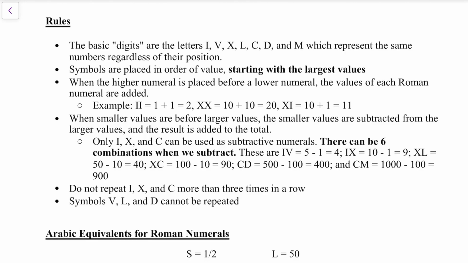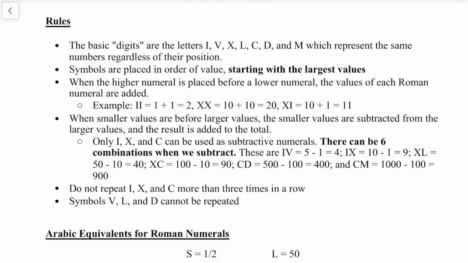Now you can also put a smaller value in front of a larger value if you want to subtract. Now there are some rules with that. Only I, X, and C can be used as subtractive numerals, and there's only sort of 6 combinations of this. So you can put I in front of V to be 4, I in front of X to be 9, X in front of L to be 40, X in front of C to be 90, C in front of D to be 400, and C in front of M to be 900.